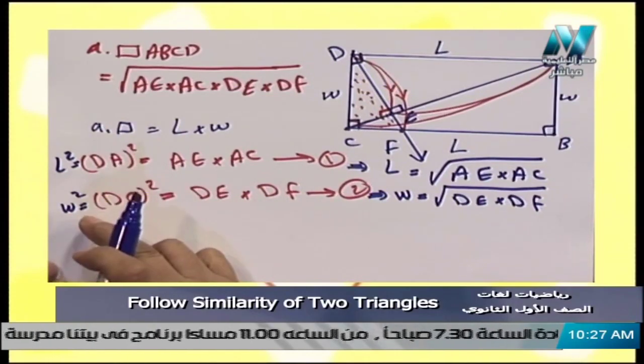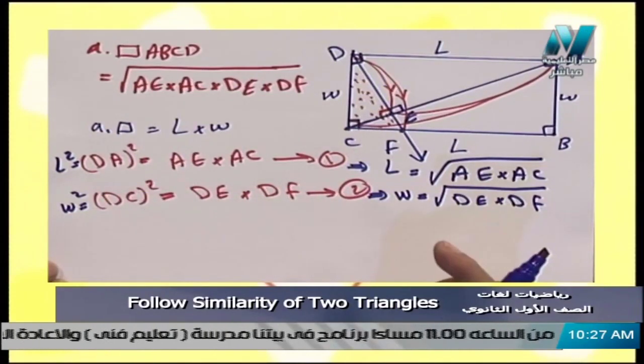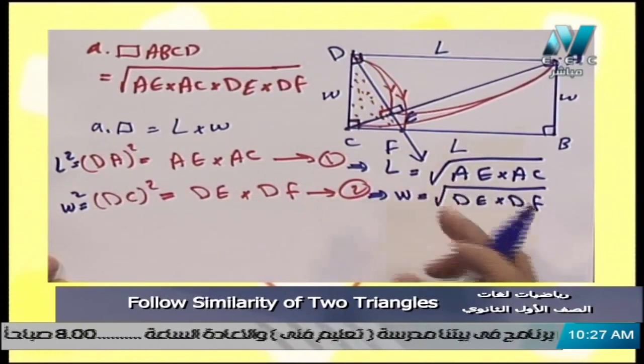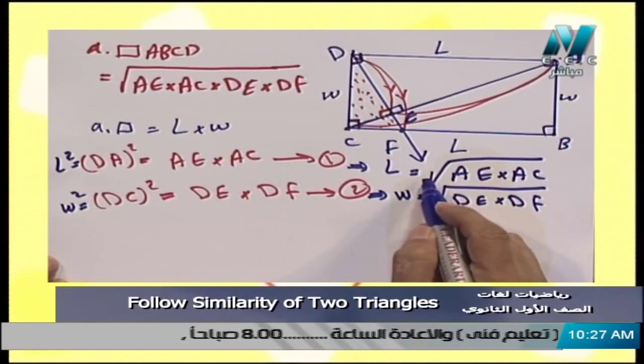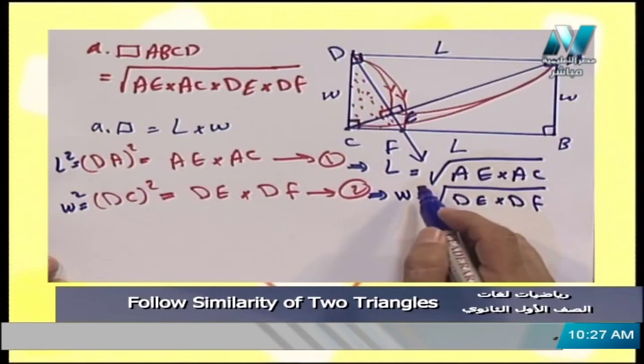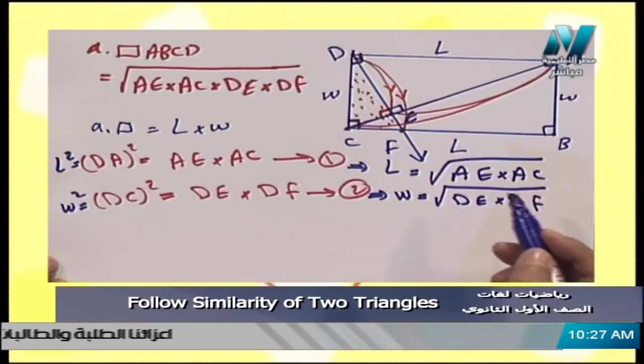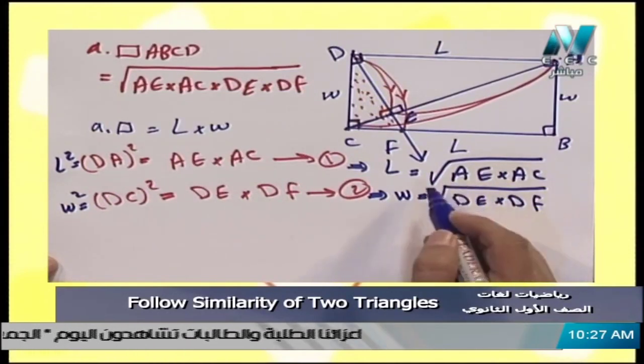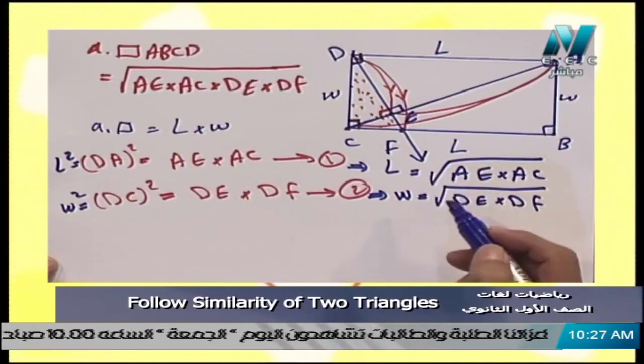And we have studied that length multiplied by width equals the area of the rectangle, and also we said that L is positive or negative. We ignore negative because this square root will deal with numbers. Our length here cannot be negative.